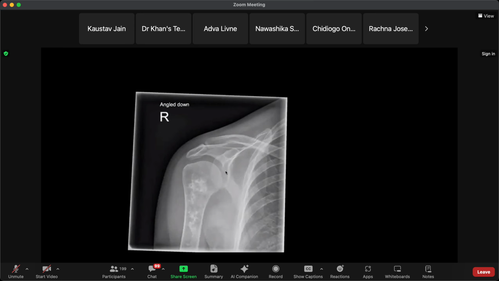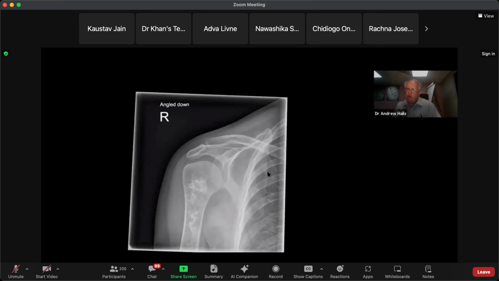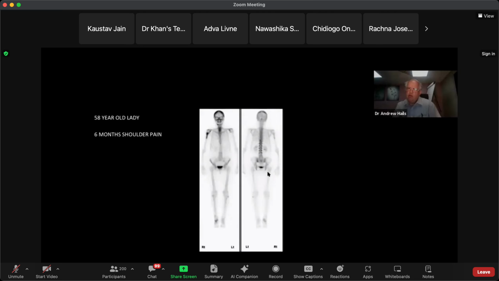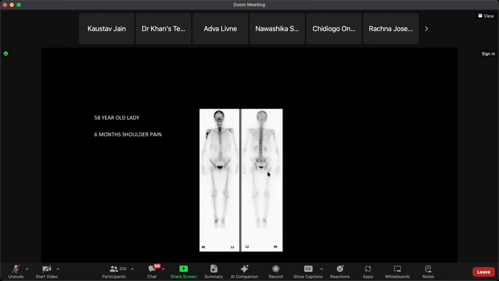Other than that, it could be a hemangioma as well, because that could be painful. Right, so that was the bone scan. It does show uptake on the bone scan. There are no other areas of abnormal uptake elsewhere, and I can see the renal outlines as well.